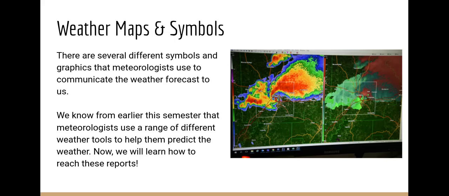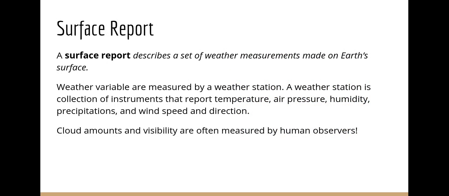So there's several different symbols and graphics that meteorologists use to communicate the weather forecast to us. We know from earlier this semester that meteorologists use a range of different weather tools to help them predict the weather, but now we'll learn how to read these reports. So this picture here is of a weather radar, and I want you to think about what this may mean. What does the red mean on the map? What does the yellow, green, the blue mean?